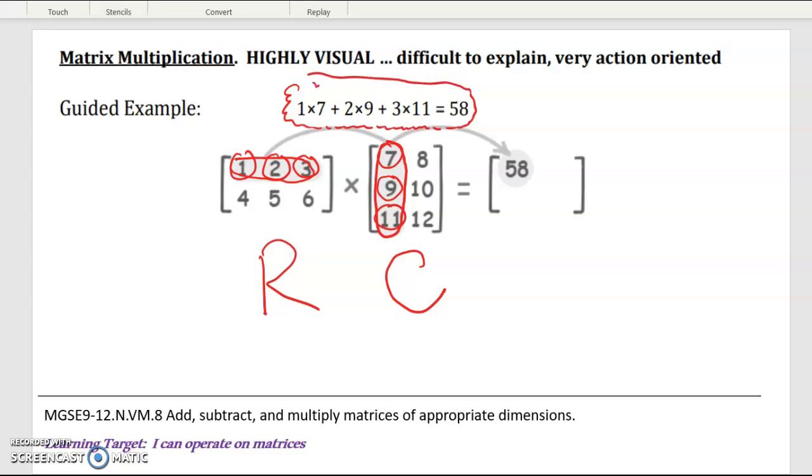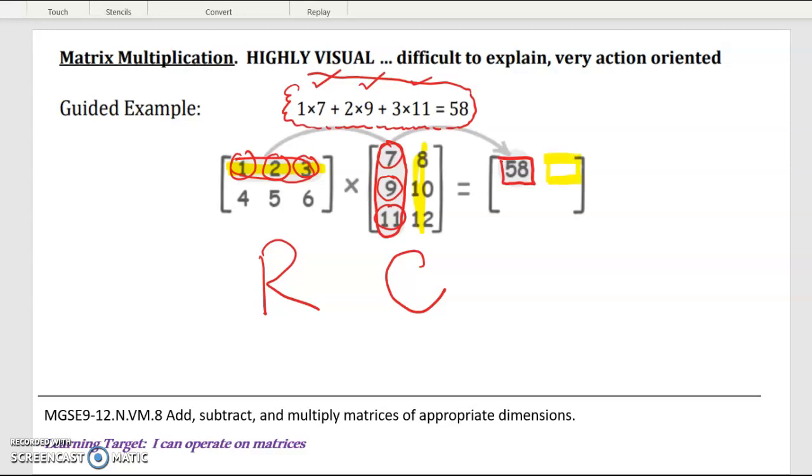1 times 7 is 7. 2 times 9, 18. 3 times 11, 33. Then you add those products together to get one entry in the new matrix. The new matrix is the product of the two matrices. It's very strange. Okay, let's try it again. So now we're going to do row 1 times column 2, and that entry is going to go here.